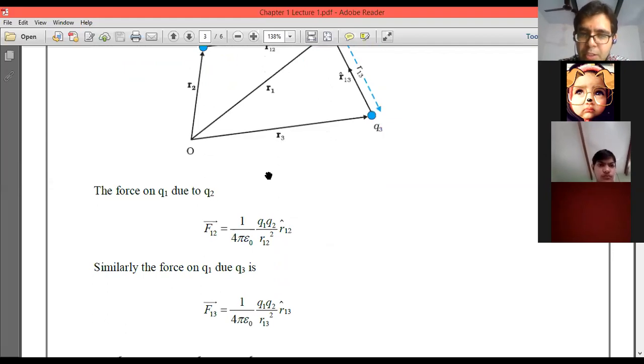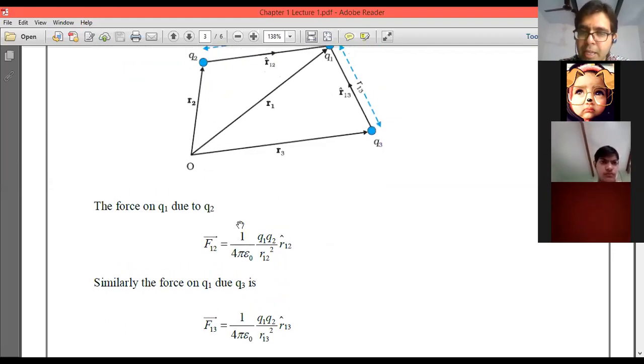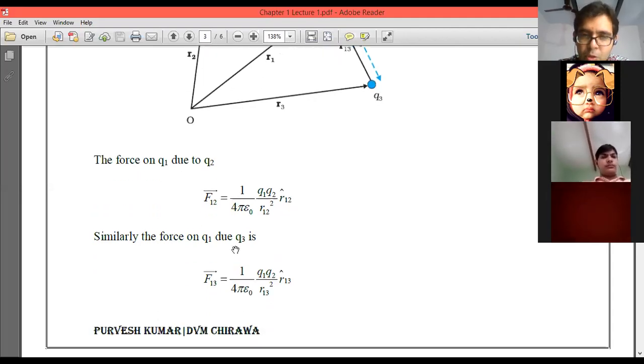The force on charge 1 due to charge 2 can be calculated and written in vector form, because we know how to write Coulomb's law in vector form. That is equal to 1 upon 4 pi epsilon naught Q1 Q2 upon R12 square multiplied by unit vector R12. Similarly, the force on charge Q1 due to Q3 is F13. It is equal to 1 upon 4 pi epsilon naught Q1 Q3 upon R13 square multiplied by unit vector R13.